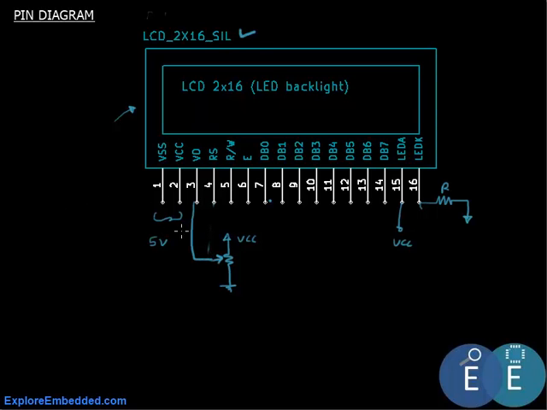Now, apart from these basic pins for power and contrast, we have 8 pins, DB0 to DB7, which form the data bus of the LCD.